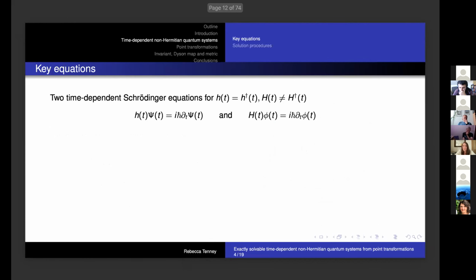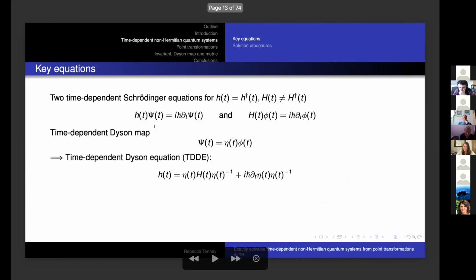I'll just move on now to time dependence. So when dealing with time-dependent non-Hermitian quantum systems, the starting point really is two separate Schrodinger equations. So one for a Hermitian Hamiltonian, which I've written as little h of t, and one for a non-Hermitian Hamiltonian, which I've given as capital H of t. You can relate the solutions to these two Schrodinger equations through this relation here, where eta of t is referred to as the time-dependent Dyson map. This Dyson map is not unitary, it's not unique, and it doesn't have to be Hermitian.